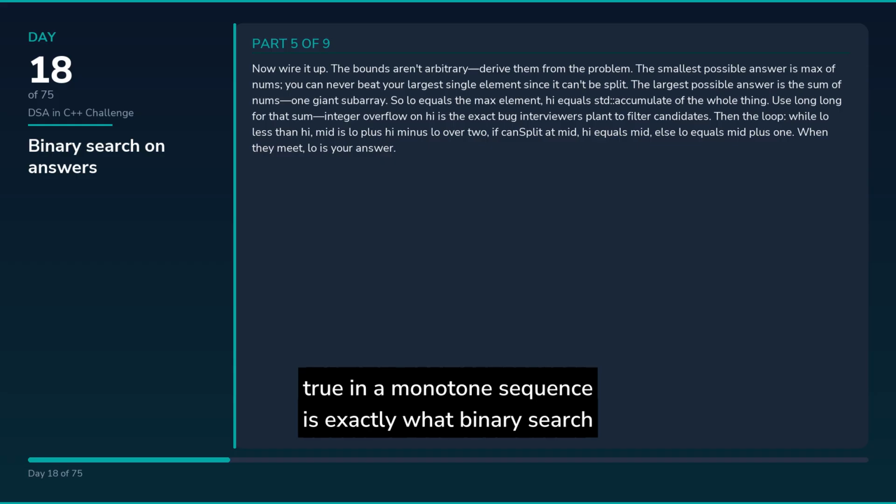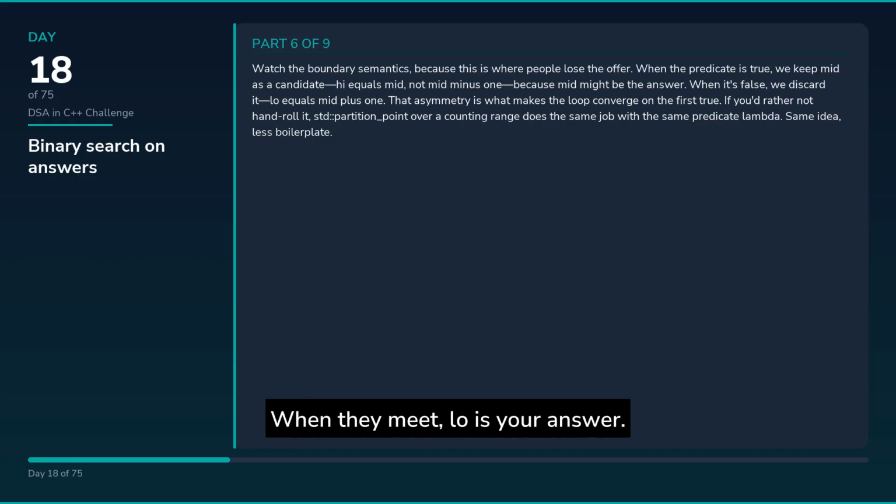Then the loop: while low is less than high, mid is low plus (high minus low) over 2. If canSplit at mid, high equals mid, else low equals mid plus 1. When they meet, low is your answer. Watch the boundary semantics, because this is where people lose the offer. When the predicate is true, we keep mid as a candidate. High equals mid, not mid minus 1, because mid might be the answer. When it's false, we discard it. Low equals mid plus 1. That asymmetry is what makes the loop converge on the first true.